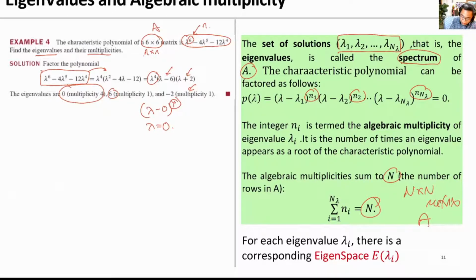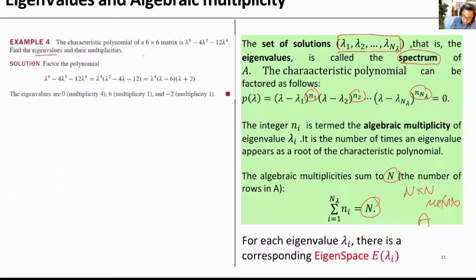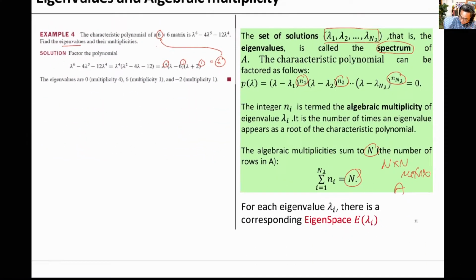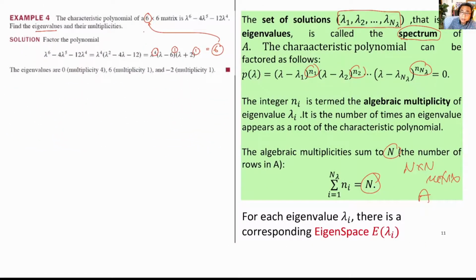So if you look back at the previous example, the multiplicities are 4, 1, and 1. The sum is 6, and this 6 is the same as n, where n equals 6 here. Later on, in another few slides, we'll talk about eigenspace. So we'll wait for a while before we reach there.